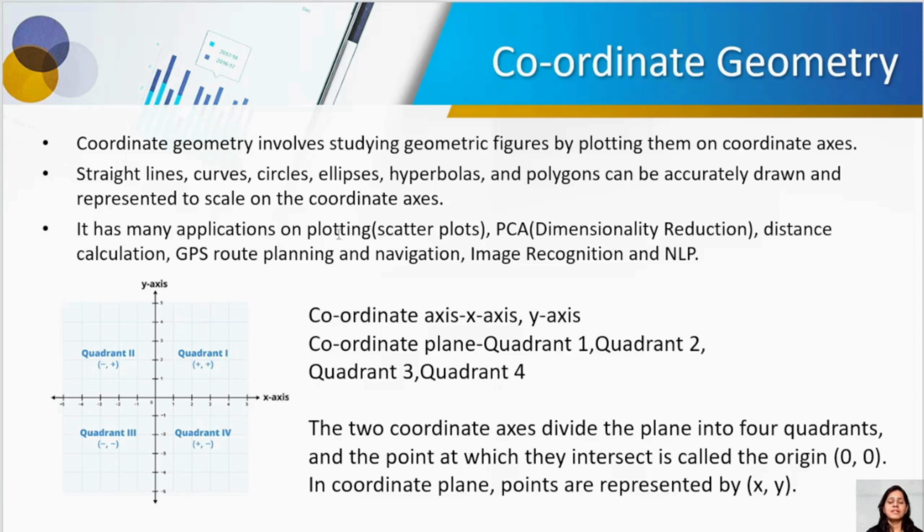And why is it important again, guys? It has many applications in the computer science field: in GPS routing, in image recognition, NLP. Those are important concepts of AI, right? One example is PCA, dimensionality reduction. How exactly is it important?